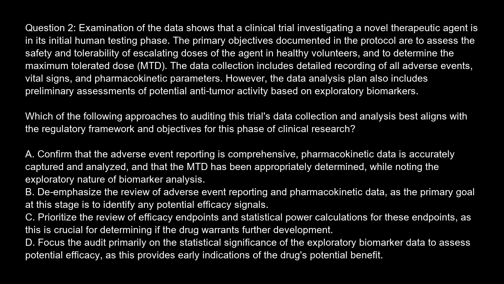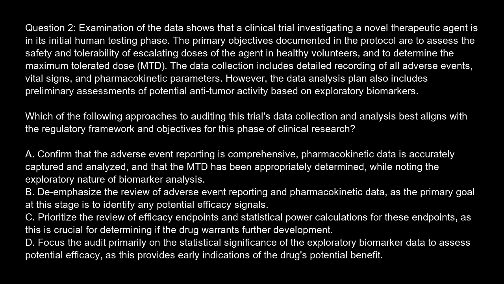Option A. Confirm that the adverse event reporting is comprehensive, pharmacokinetic data is accurately captured and analyzed, and that the MTD has been appropriately determined, while noting the exploratory nature of biomarker analysis. Option B. De-emphasize the review of adverse event reporting and pharmacokinetic data, as the primary goal at this stage is to identify any potential efficacy signals.